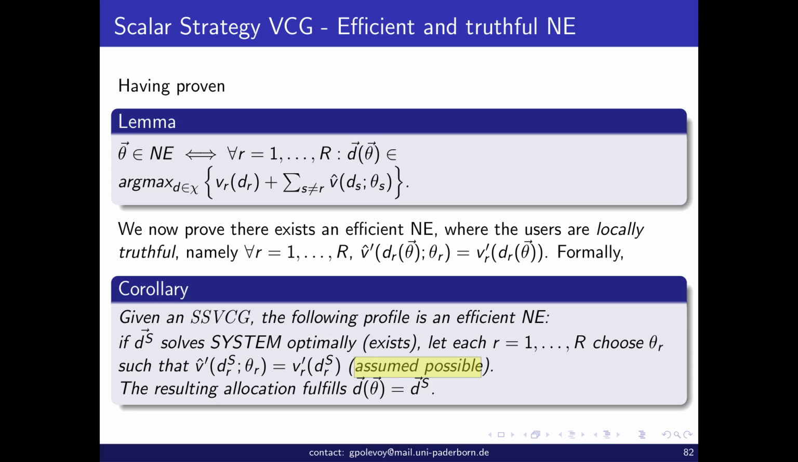And that choice will then fulfill that basically the d chosen by the mechanism will be equal to d star, which solves the system optimum. Maybe with confusion. So basically we're going to get something which is optimal, which is truthful in the sense that the derivatives are equal at this point, and it's a Nash equilibrium. It's a truthful, in this sense, optimal Nash equilibrium.